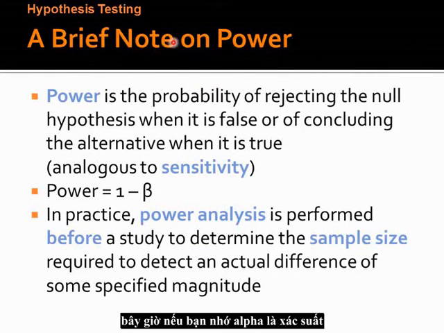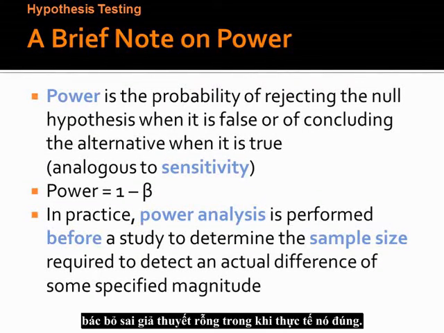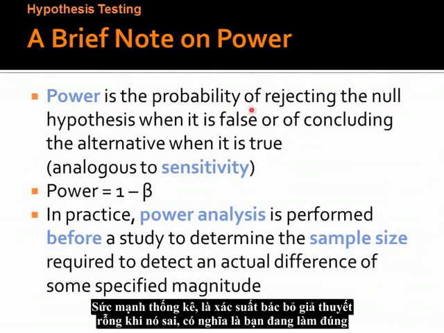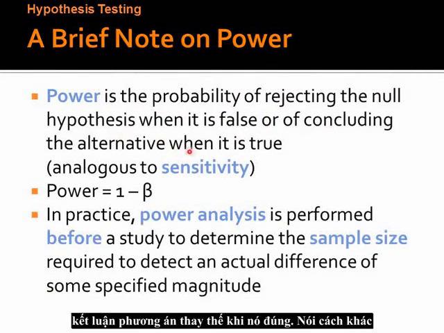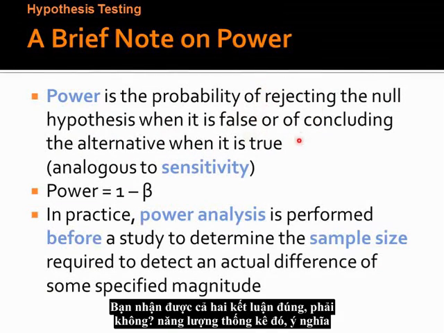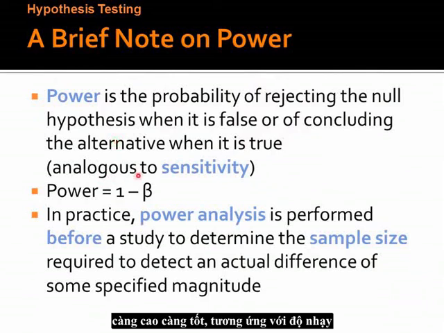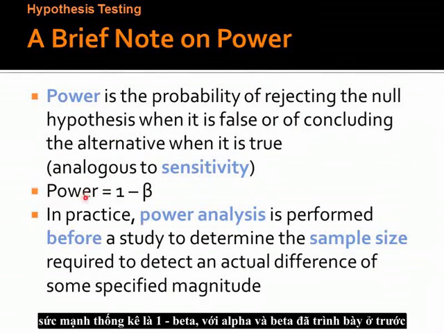Now, for power, if you remember, alpha was the probability of incorrectly rejecting the null hypothesis when actually it is not incorrect. In other words, when actually the null hypothesis is true. Power, on the other hand, is the probability of rejecting the null hypothesis when it's false, meaning you're doing it correctly, of concluding the alternative when it is true. In other words, you get both conclusions correct. Right? That's statistical power, meaning the higher, the better, or analogous to sensitivity. Power in this case is 1 minus beta, the alpha and the beta which we looked up previously.